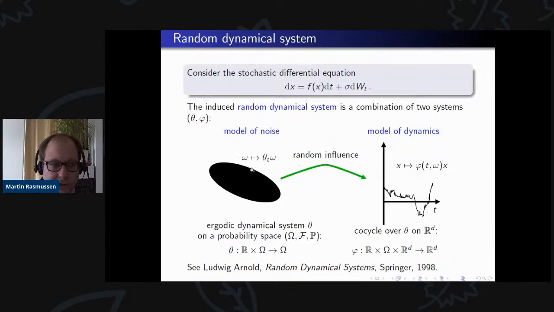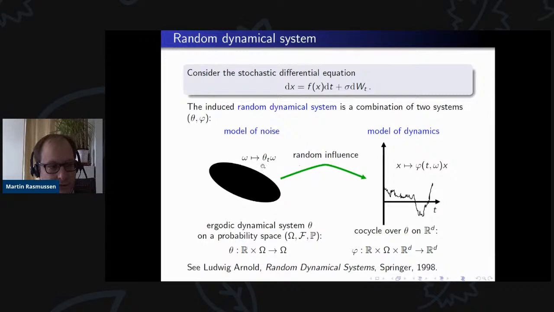And so the system modeling the noise is an ergodic dynamical system on a probability space. And the system modeling the dynamics is a cocycle, and it depends here on this omega. When you evolve, you move from some omega to some theta t omega, you evolve the noise in time, but at the same time you evolve the dynamics. To some extent, you can view omega as some noise realization, but you can view it also as some kind of initial time. And then the noise evolves.